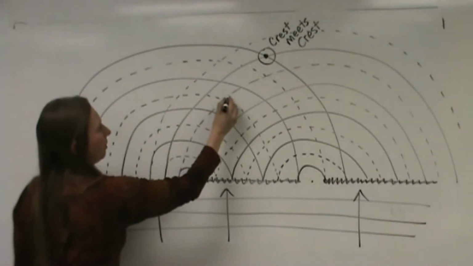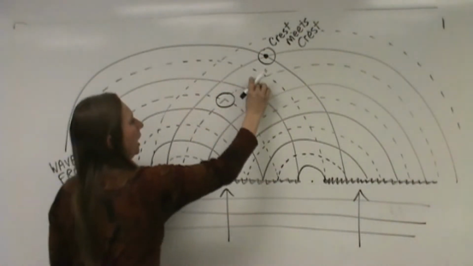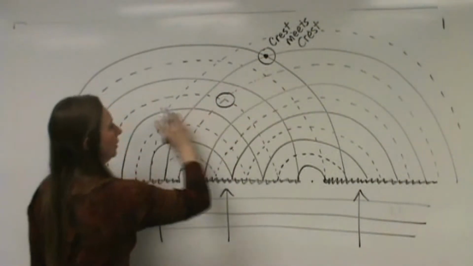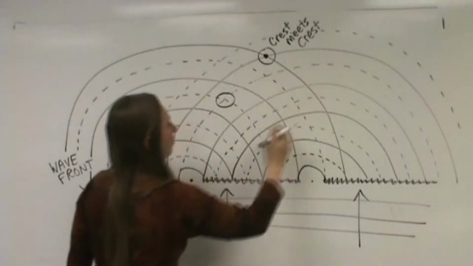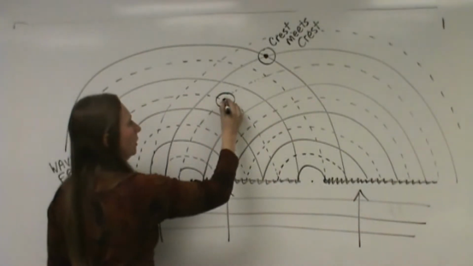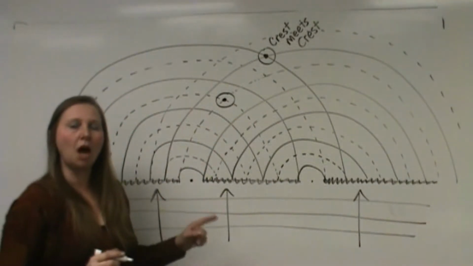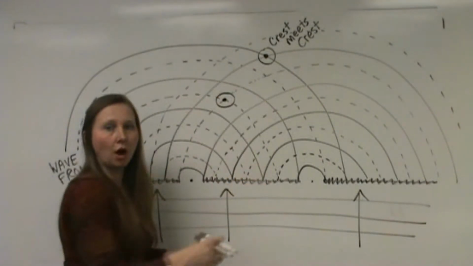All right, here is a spot where the dotted trough meets the trough. The trough from this one meets the trough from that one. This is trough meets trough. Another example of constructive interference.